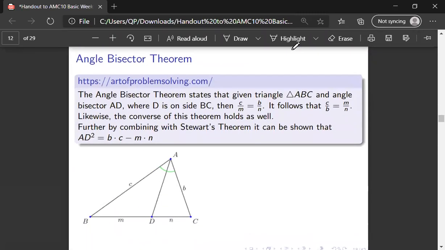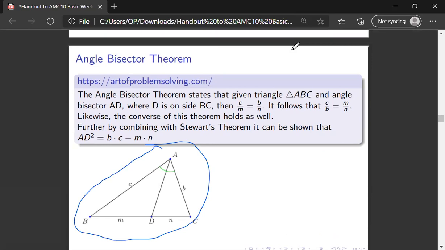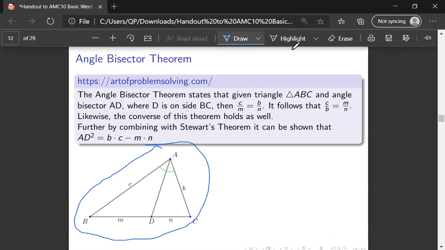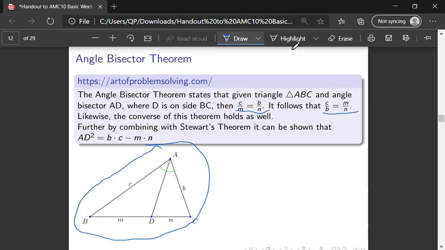Okay. Angle bisector theorem. So the angle bisector theorem states that in triangle ABC with angle bisector AD, where D is along BC, then you have that C over M is equal to B over N, as in this diagram. And it also tells you that C over B equals M over N. And you can treat either of these as basically the angle bisector theorem. And the converse of this holds as well. Basically, if this is true or this is true, then AD is an angle bisector.